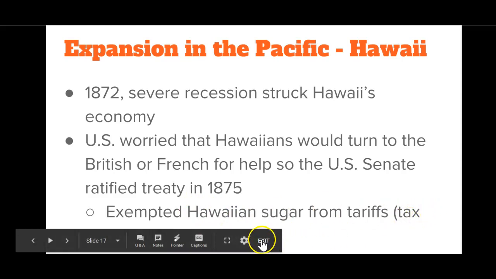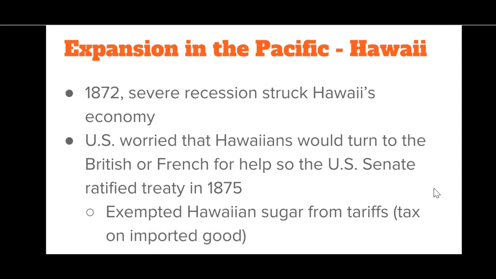A tariff is a tax on an imported good. So any sugar that was sent to the United States from Hawaii was not taxed. This means that the Hawaiian sugar was not going to be as expensive without the tax on there. Hopefully you watched the tariff video.